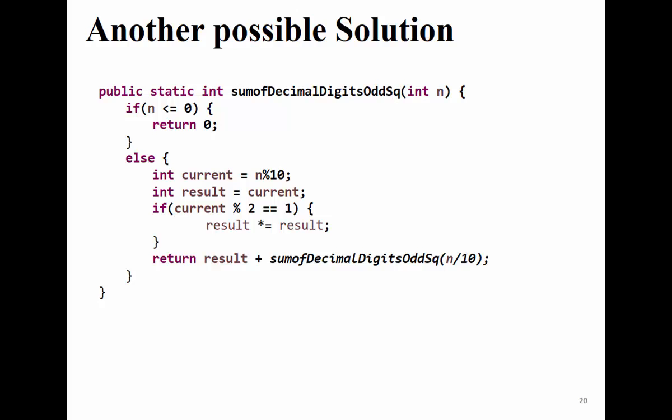This is the third implementation. You can see the base case here is again n less than or equal to 0, and use integer current to take the mod operation, and then put the result equal to current, and then check if the current is odd or even. In this case, he's checking if it's odd, then he returns the result times the result, and if it's not odd, then the result will be equal to the result itself, and we do the recursive call for n divided by 10.